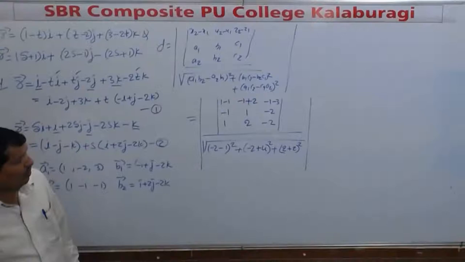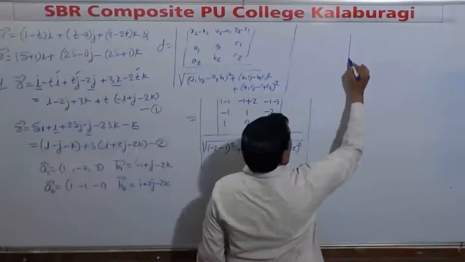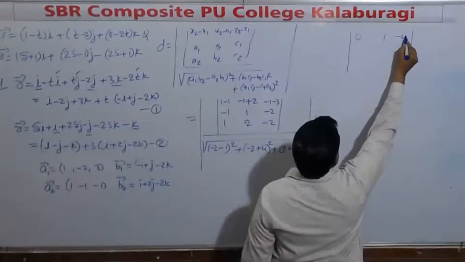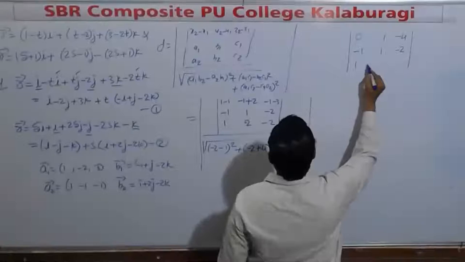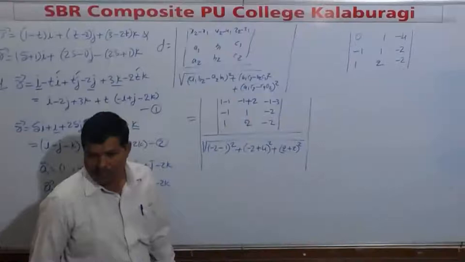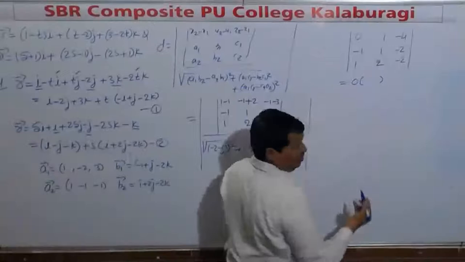Okay, now you have to evaluate this determinant correctly. Determinant: 0, 1, minus 4; 0, 2, minus 4; 1, minus 1, minus 3, minus 4; minus 1, minus 2, 1, 2, minus 2. Okay, any doubt? Now, in the expansion of this determinant, there is no need to write the term with 0, because if you multiply 0 with any constant, I get 0 only.